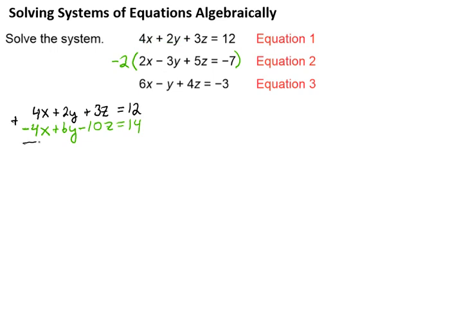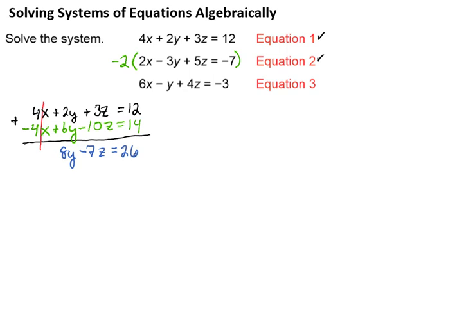So I've used the first equation and I've used the second equation. My x's are going to cancel out. And then I'm going to add these together. So 2 plus 6 is going to give me an 8y. Then 3z minus 10z is going to give me a -7z. And 12 and 14 are going to give me a 26.